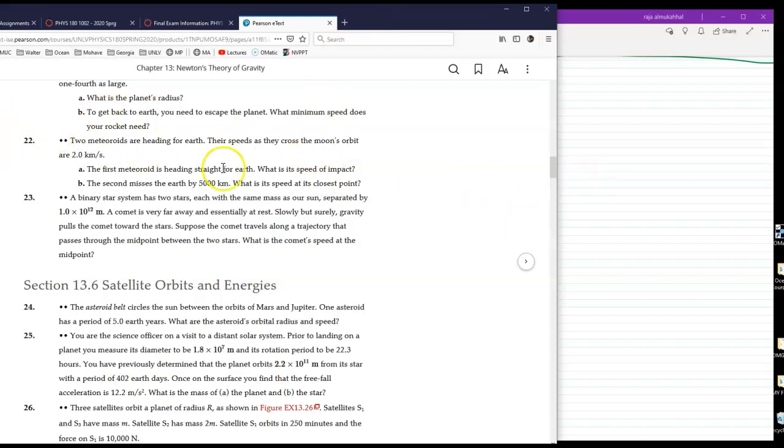22. And it says, two meteoroids are heading for Earth. Okay, so we have two rocks heading for Earth. Their speeds as they cross the moon's orbit are 2 kilometers per second. Both have the same speed, 2 kilometers per second. Okay.